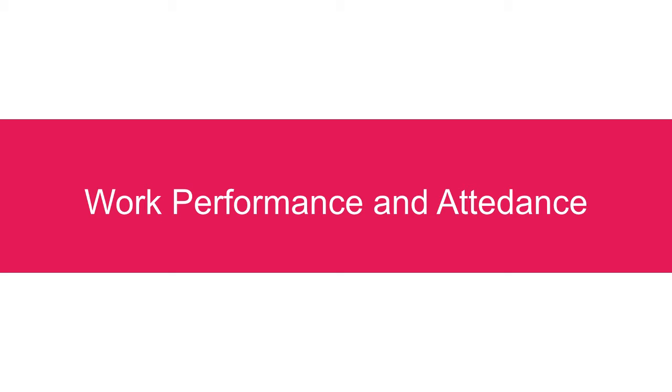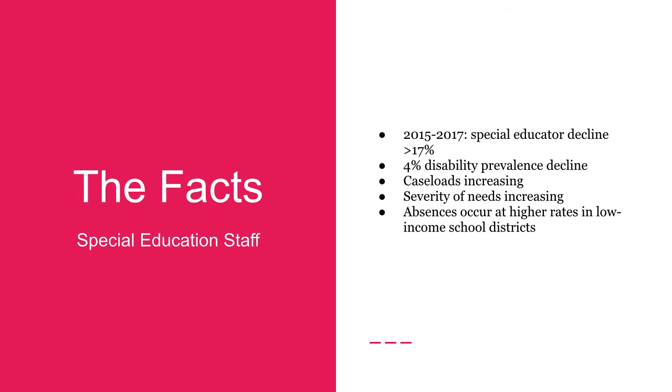So here are the facts. From 2015 to 2017, special educator decline was greater than 17%. So what this means is that more than 17% of special educators were either let go or had open positions in schools. There was a slight decrease from 2015 to 2017, a 4% disability prevalence decrease. But that has since then not been the trend, and it's actually been on an increasing trend of disability diagnoses.